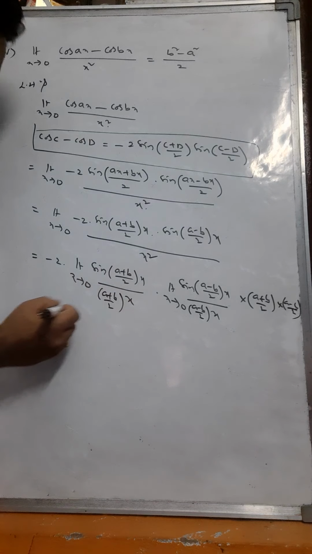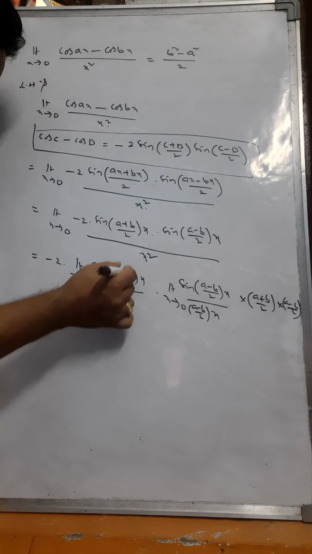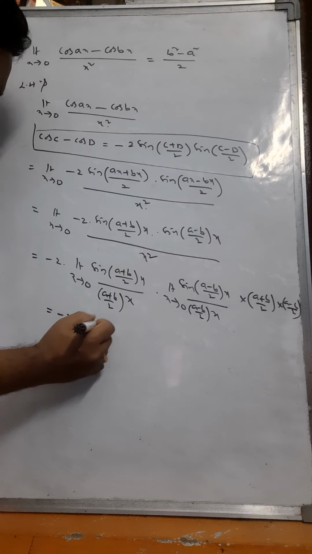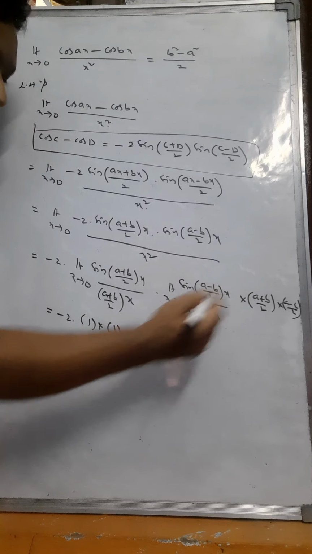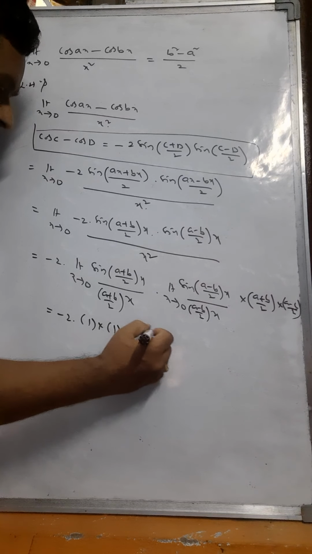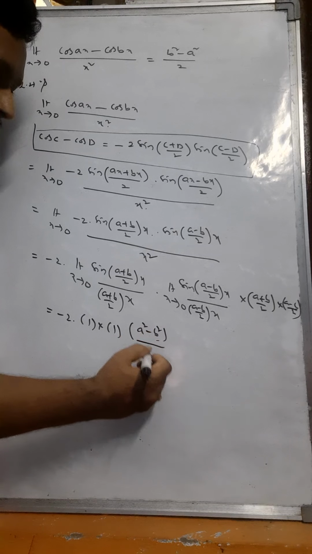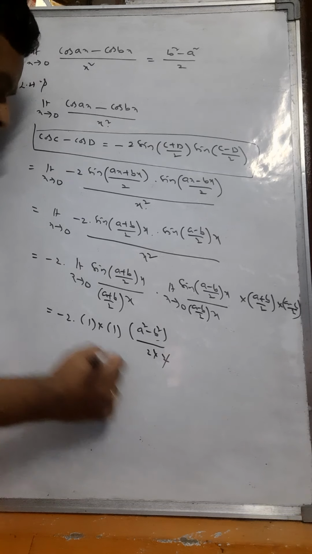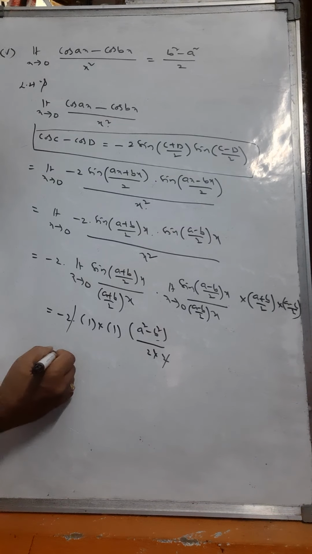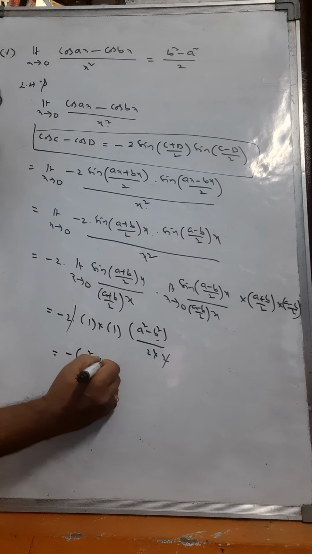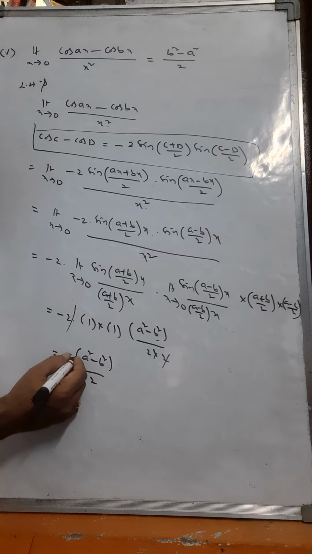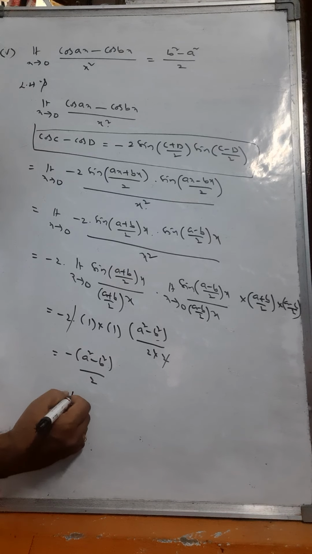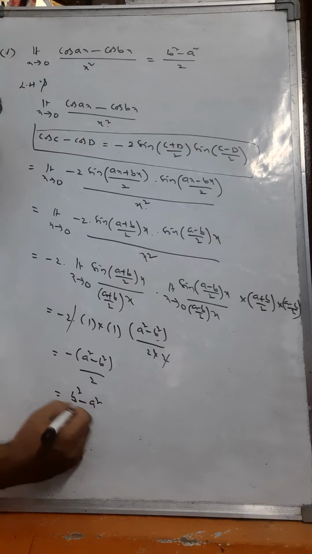So here it is equal to minus 2 into, this becomes 1, this is also 1. It is (a+b) into (a-b), that is a square minus b square, by 2 into 2. So one of the 2 will get cancelled, that is minus of (a square minus b square) by 2. If we multiply with minus, minus into plus, minus a square, minus into minus plus b square, so b square minus a square by 2.